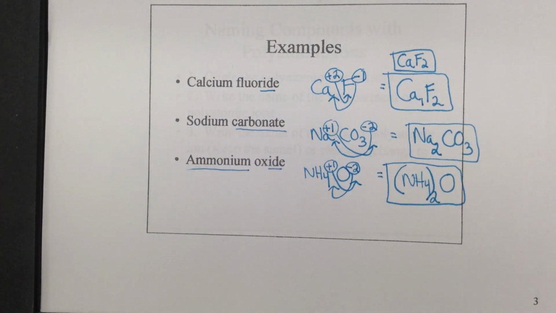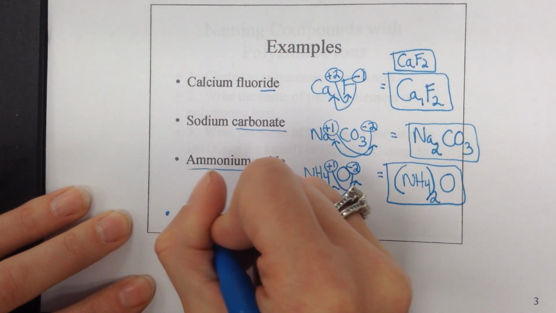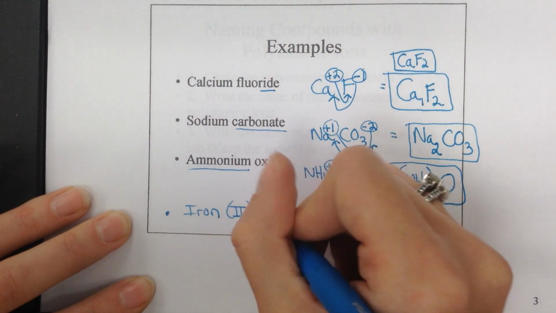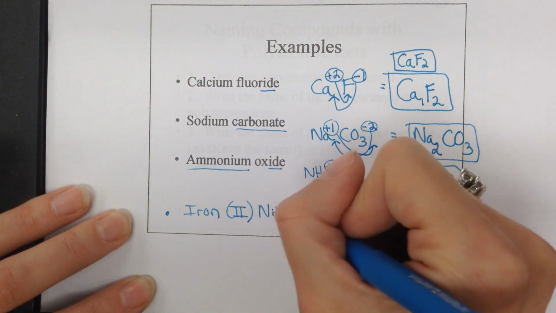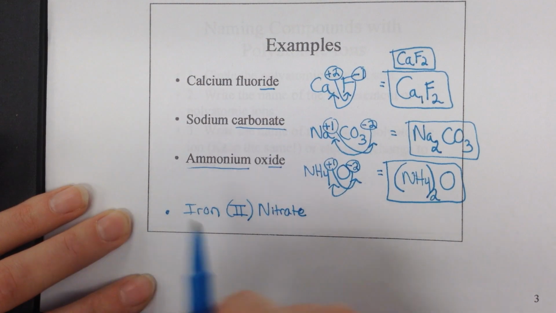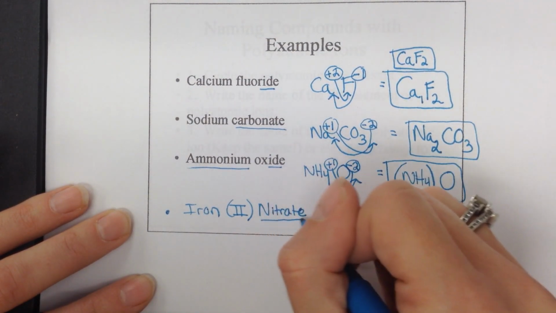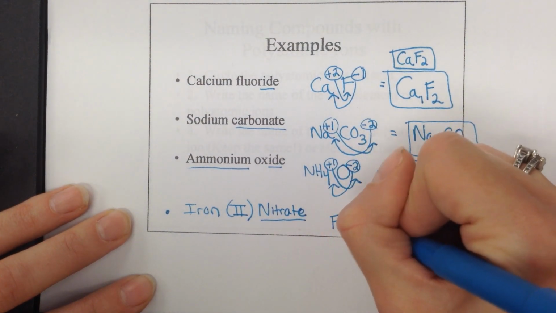And then I'd like to do one more with you. I'm going to have you add it on to your notes here. I'd like us to do iron(II) nitrate. All right, so iron is Fe, and nitrate is a poly, and nitrate is NO3.